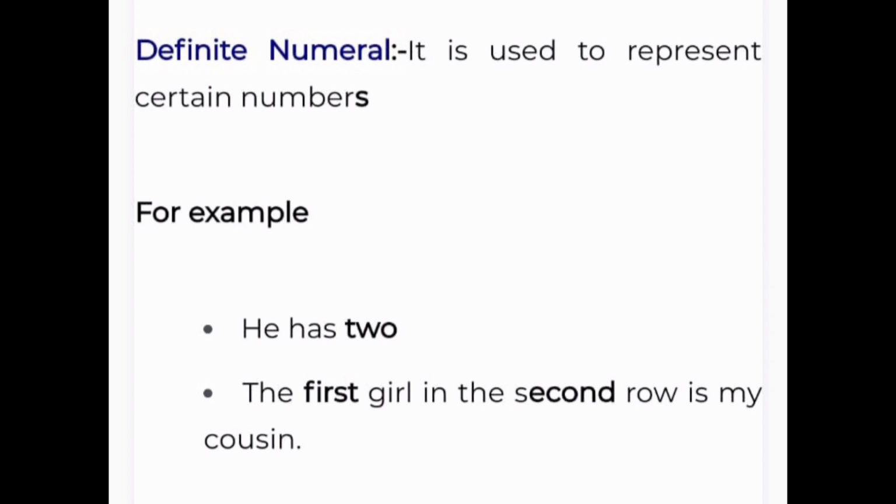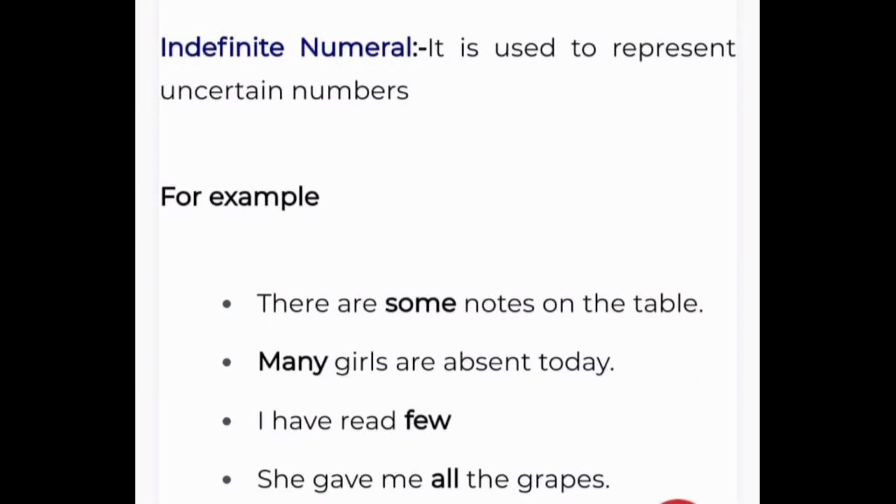Now let's come to numeral determiners, that is definite and indefinite, a little more briefly. Definite determiner is used to represent certain numbers. For example, he has 2 books. The first girl in the second row is my cousin. So you can see here the determiners 2, first, second, all these are representing certain numbers. Then indefinite numeral is used to represent uncertain numbers. That means it doesn't tell us the exact number. Look at the examples. There are some notes on the table. Many girls are absent today. I have read few. She gave me all the grapes. So some notes, we cannot assume how many notes. Many girls, it may be 10, it may be 12 also. Okay. So these are examples of indefinite numerals.